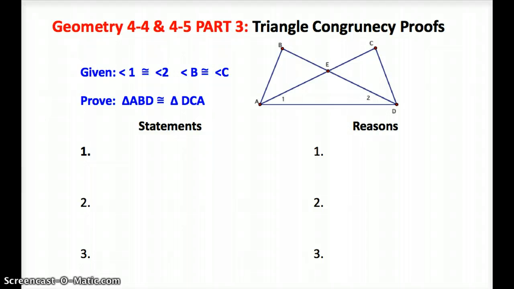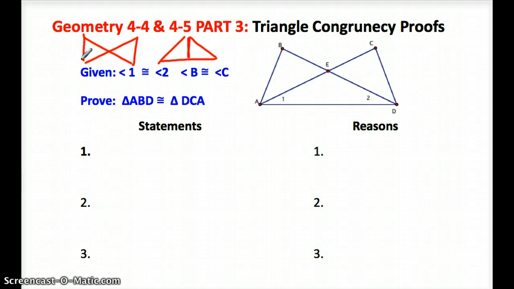We are in section 4.4.4.5 and we're doing part 3 on our triangle congruencies. In part 2 we talked about proofs, and on part 3 we're also focusing on proofs. In part 2 we were focusing on triangles that maybe weren't overlapping. So I have a triangle on the left and a triangle on the right. I also was doing things where they shared a side.